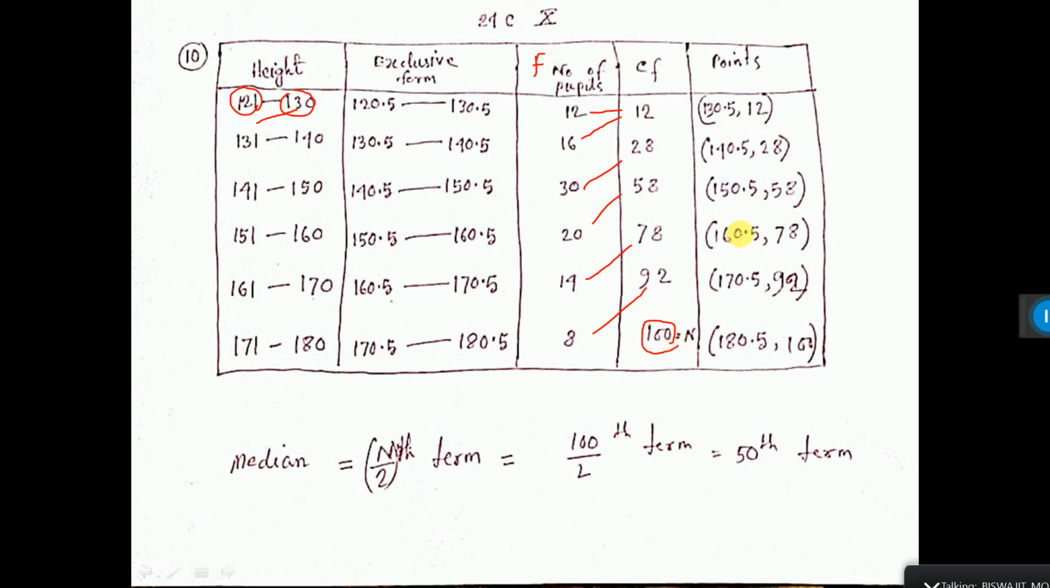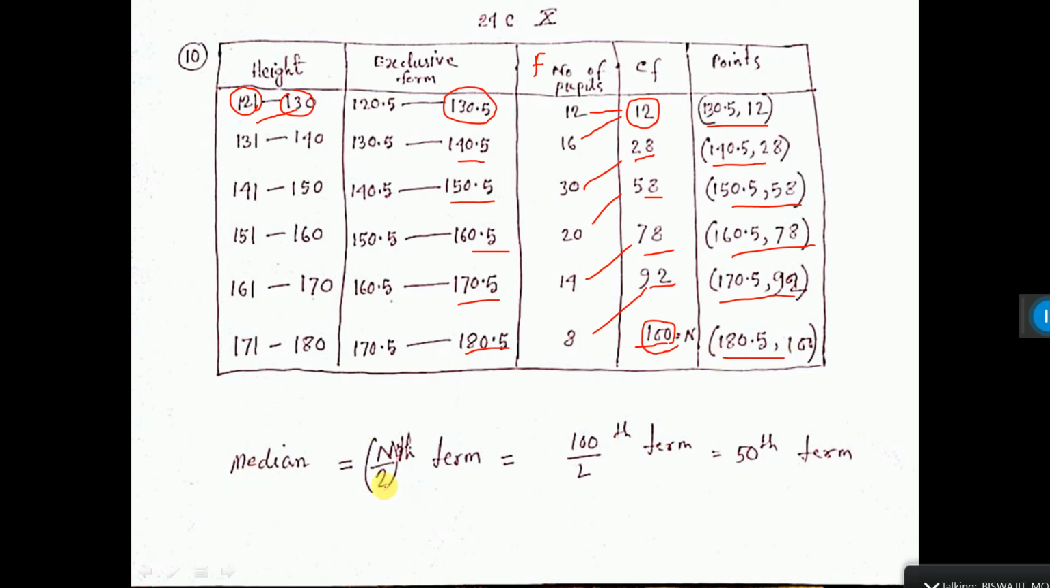Now we have to make points. How to make points? From this exclusive form, take the upper boundary and the cumulative frequency. These two make the point. See, 130.5, 12 here. So the next one will be 140.5, 28. Here I have written. Next one will be 150.5, 58. Next one will be 160.5, 78. Next 170.5, and this 19 cumulative frequency, and 180.5 this. So these are the points.